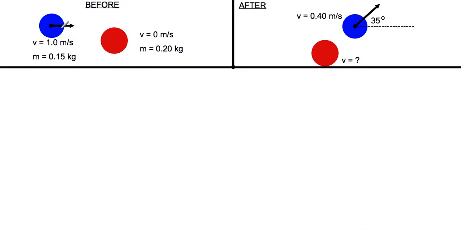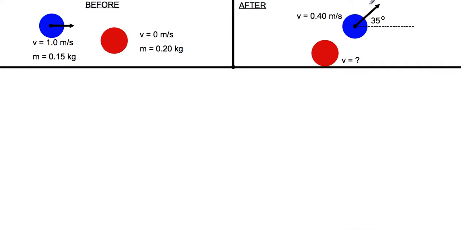We start off with just a simple ball striking another ball. We have red and blue just to make it easy to understand which ball is which. Our blue ball has a speed of 1 meter per second moving to the right at a red ball that has no velocity at all. After the collision, you can see that our blue ball gets deflected upward at a speed of 0.4 meters per second at an angle of 35 degrees. The question is, what happens to the red ball? Where is this one going?